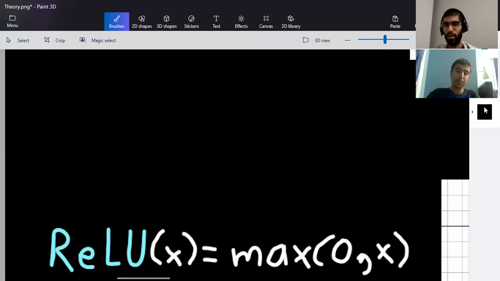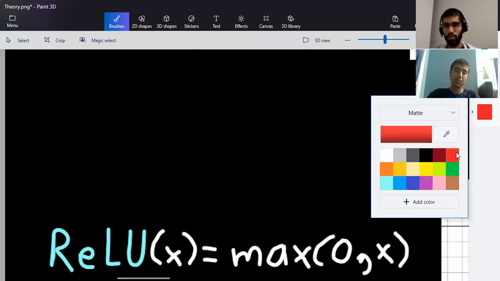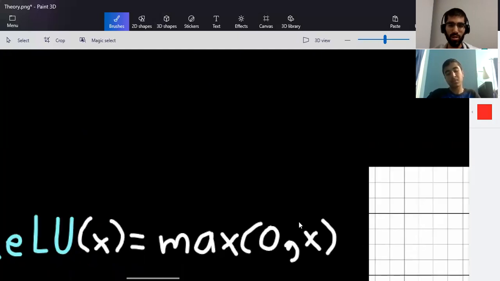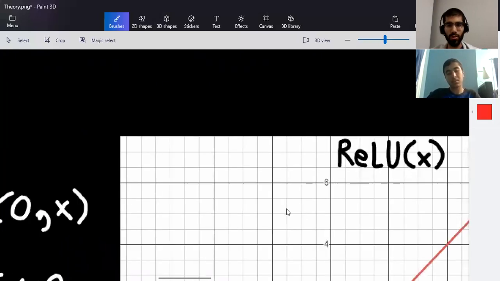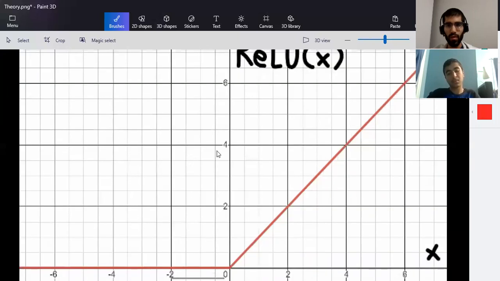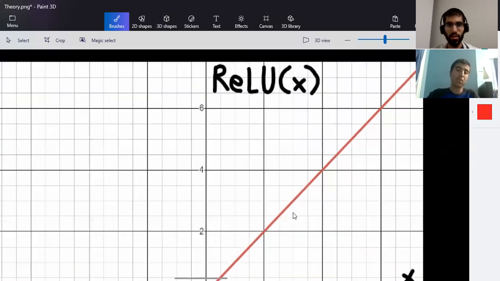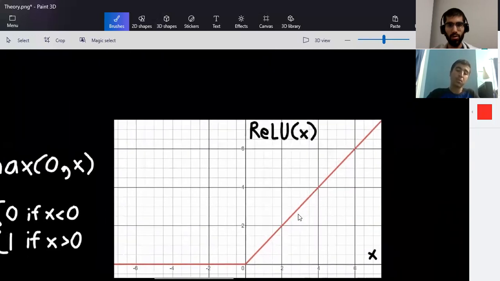So, if we have x is equal to -5, then it will return 0, because 0 is larger. If we have x is equal to 100, it will return x, because 100 is larger. So I'll show you what this looks like on a graph, just for intuition's sake. The rectified linear unit, so you have x as the input, and then ReLU of x as the output.